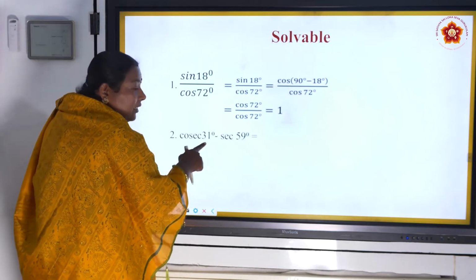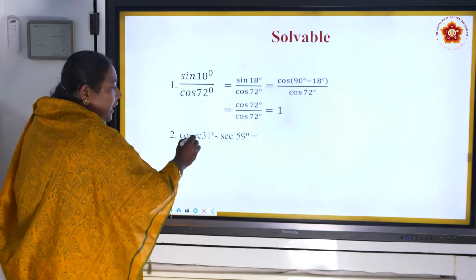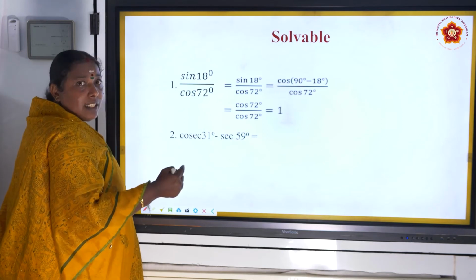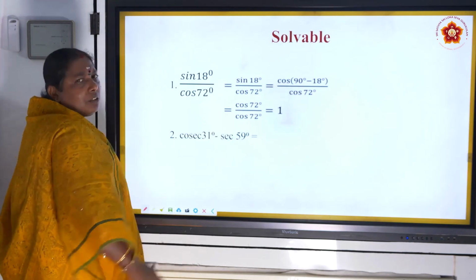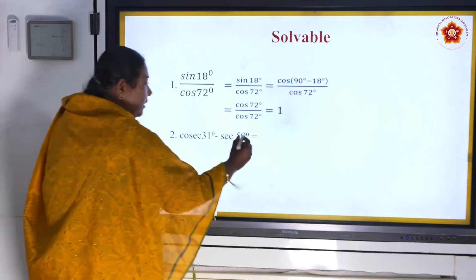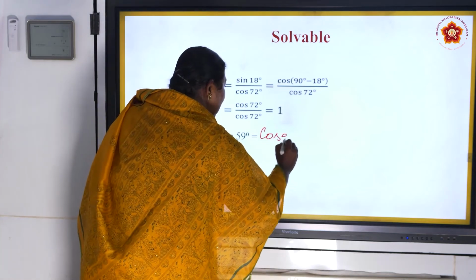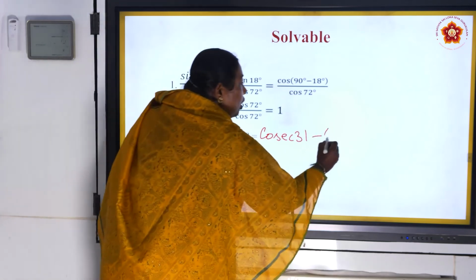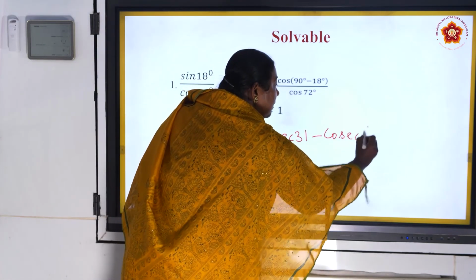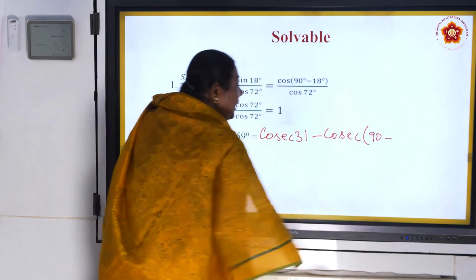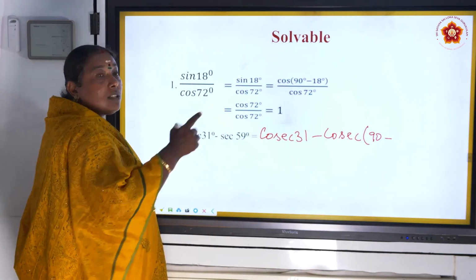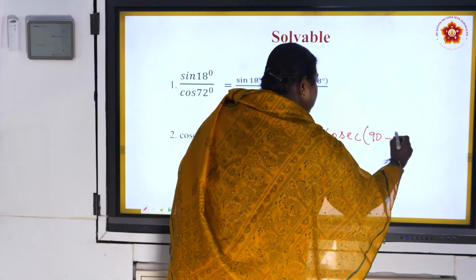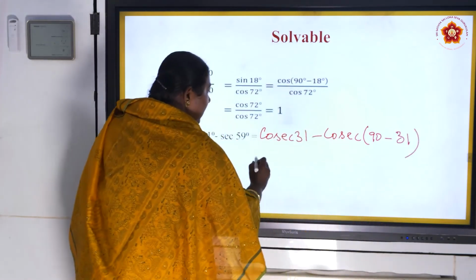Now, cosecant 31, secant 59. If by adding, am I getting 90? 59 plus 31, yes, I am getting 90. So whichever you want, you can take it as the other type. That means I am keeping the cosecant as it is. I am writing the secant as cosecant 90 minus 59, 31.